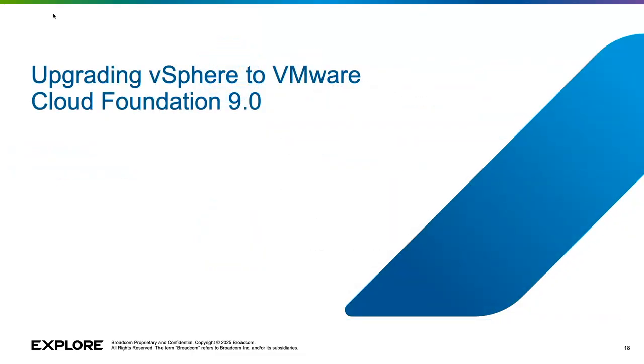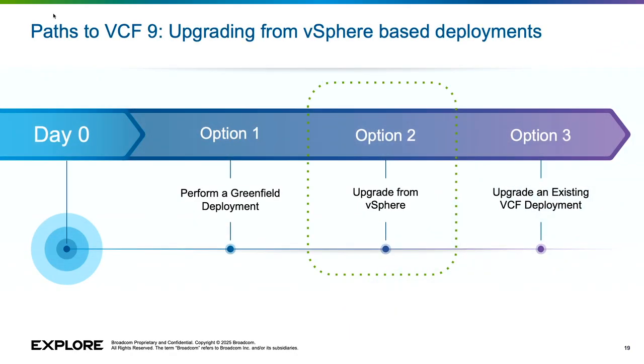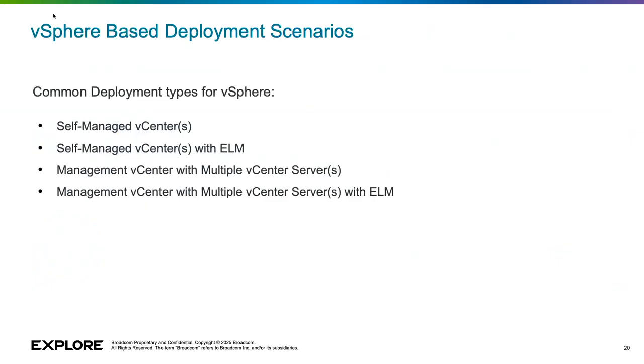All right, so now let's start digging a little bit deeper into the upgrade workflows. We'll be talking about two different scenarios. We'll start with vSphere-based deployments first, and then we'll switch into VCF-based deployments. So option 2 is what we're going to focus on first. And one of the things that we did was we tried to collect information about the most common types of deployments that we see with vSphere.